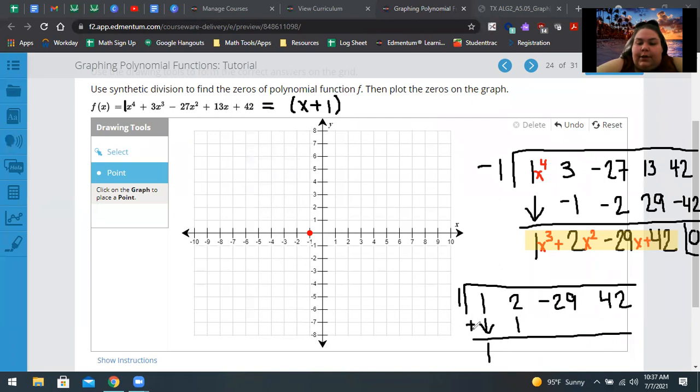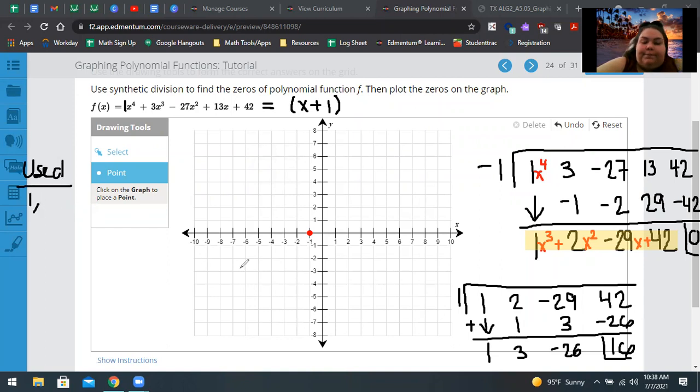Up here you're adding 2 plus 1 is 3. 3 times 1 is 3. Negative 29 plus 3 is negative 26. Negative 26 times 1 is negative 26. And I do not get 0 there. I get, what is that, 42 minus 26 is 16. So 1 did not work. So I'm going to go ahead and make a list of the ones that I've used.